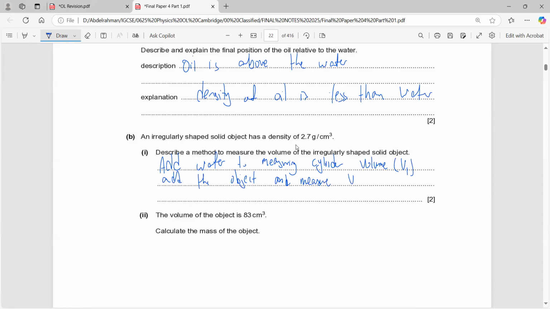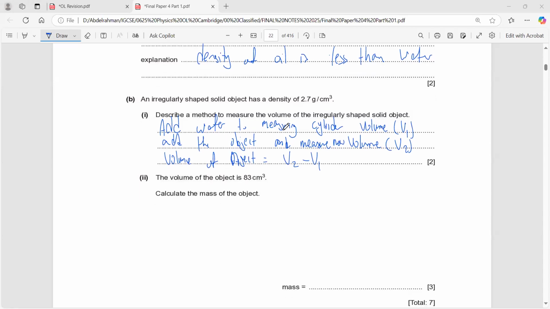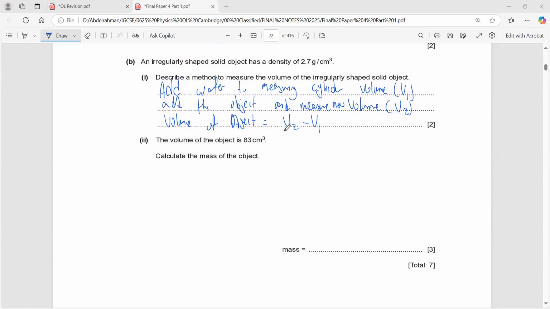Okay, and measure volume 2, or measure the new volume, and we call it V2. The volume of the object equals V2 minus V1. Okay, let's go. The volume of the object is 83 centimeters cubed.